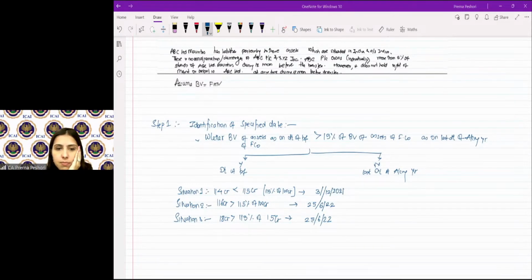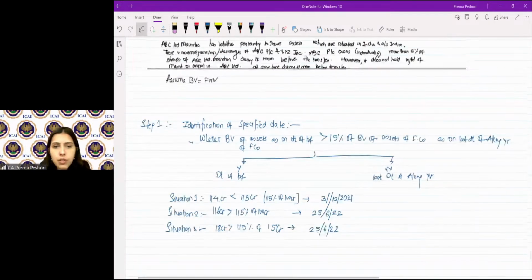Is this clear? Yes. Specified date, is it clear? I'll zoom in a little bit. Yes. So for the specified date, you check the book value of the assets of the foreign company, whether it is greater as on the date of transfer than 115% of the book value of the assets of the foreign company as on the last date of the accounting year.